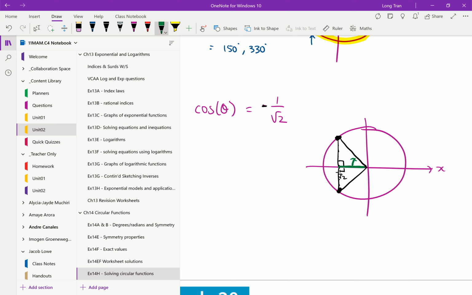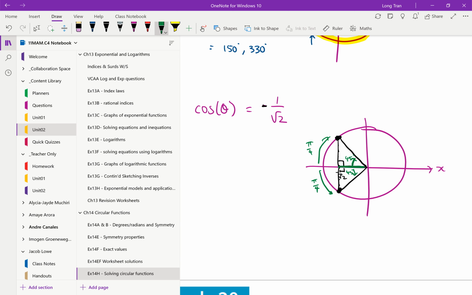And this is why you needed to memorize your exact values, and hopefully without going to our table now, I know that to get 1 on root 2, it is 45 degrees. Okay, which tells me the radian version of it is pi on 4. And this is also pi on 4.